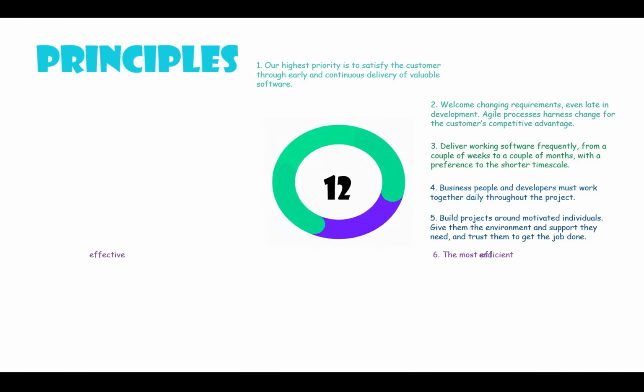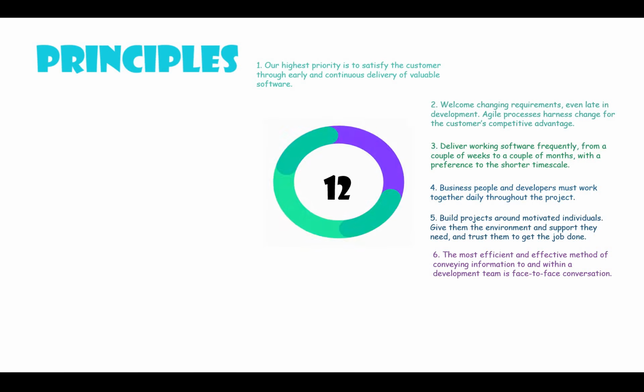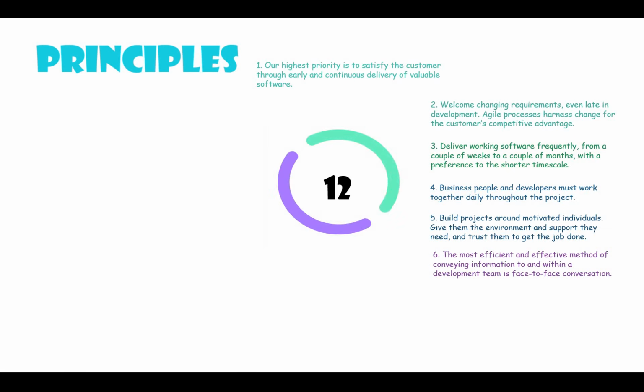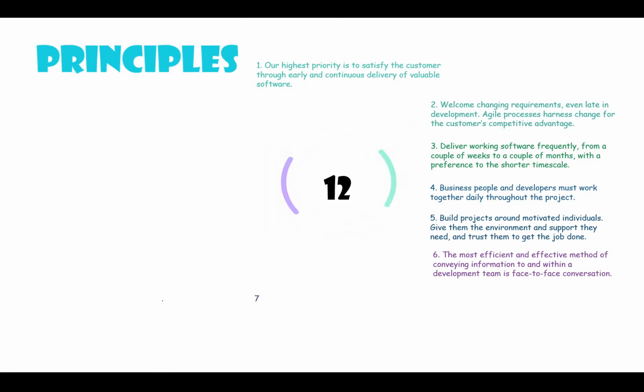And the sixth principle is that the most efficient and effective method of conveying information to and within the development team is face-to-face conversation. This is also about collaboration, people and interactions. So the best method is to have a face-to-face conversation rather than sending emails or using video or Skype calls. It's best if you have the teams within the office, you have a face-to-face connect, maybe a stand-up call where we all stand up and have a short talk about those things. So that's the best one as per the Agile principle.